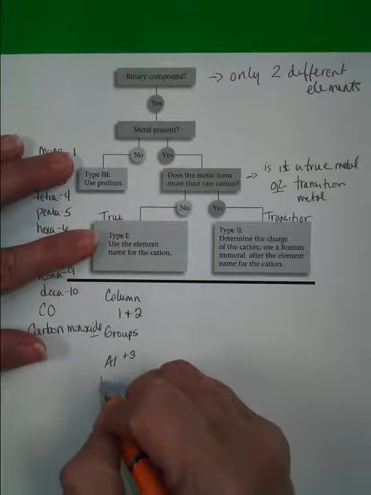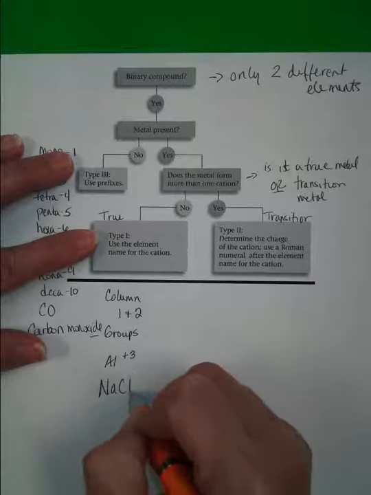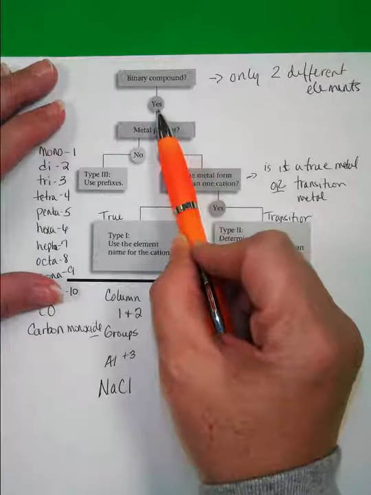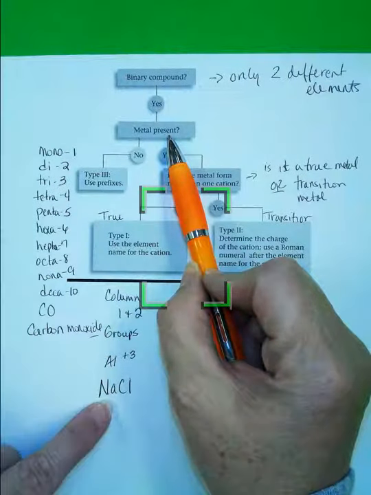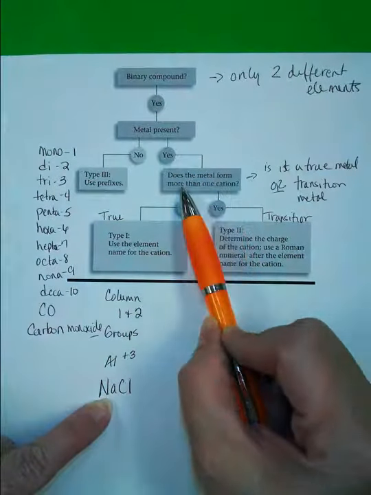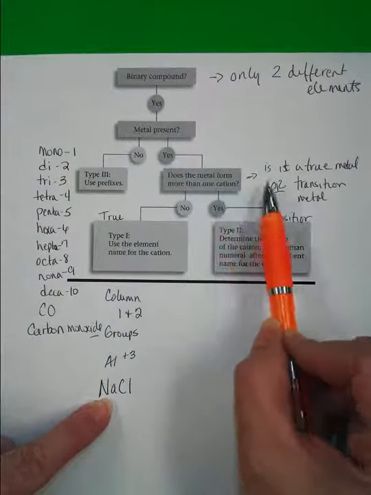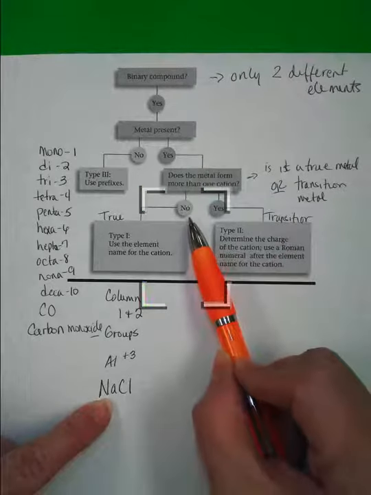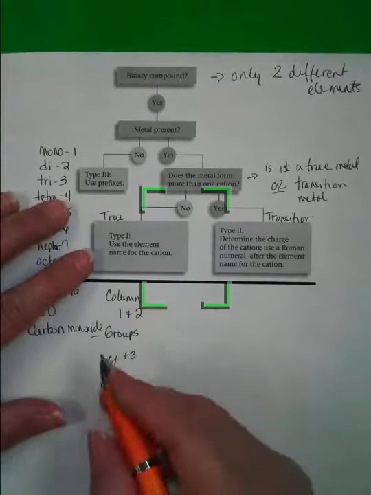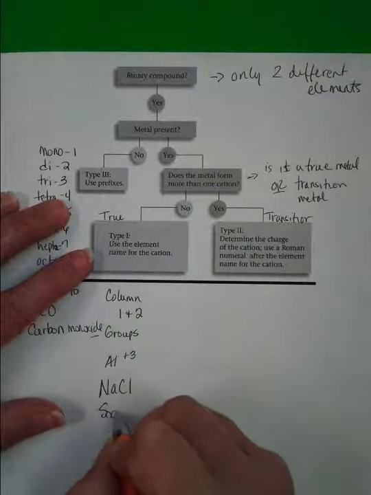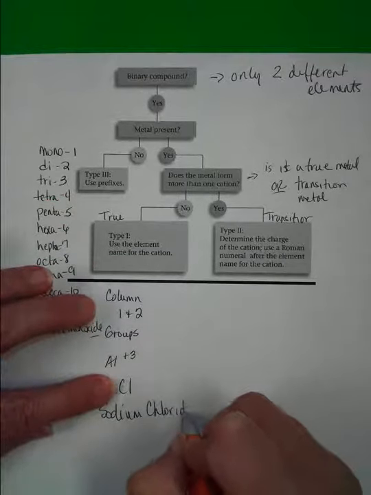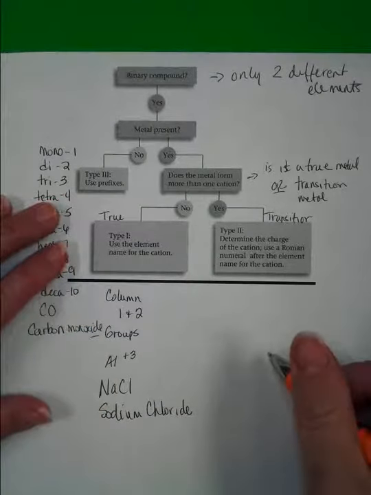We'll pick a standard such as NaCl, and let's just go through the flow chart. We ask, is it binary? Yes. Is there a metal present? Well, here's Na, which is sodium, so the answer is yes. Does the metal form more than one cation? Is it a transition metal? No, it's a true metal. So we use the element name for the cation. So all I have to do is say sodium, chlorine becomes chloride, and that's how we would name that.